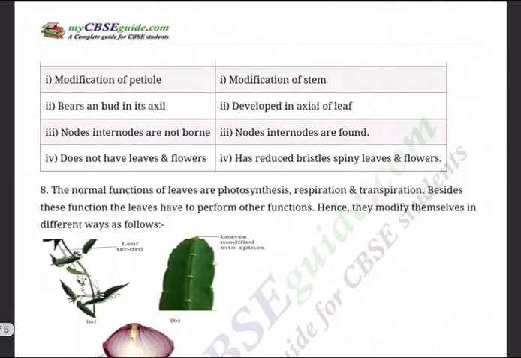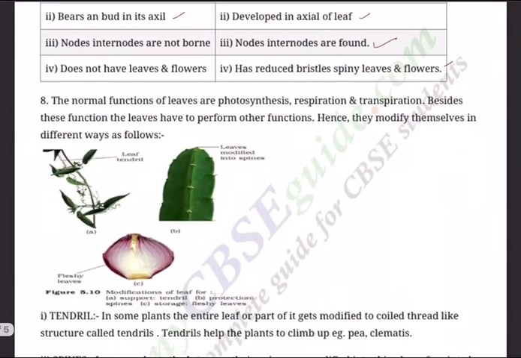Now we go to question number 7. Phylloid and phylloclade. Phylloid is a modification of petiole. Yes, phylloclade is a modification of stem. It bears a bud in its axil, developed in the axil of a leaf. Nodes and internodes are found in the phylloclade. Phylloid does not have nodes and internodes. Phylloclade has reduced scaly leaves, spiny leaves and flowers.